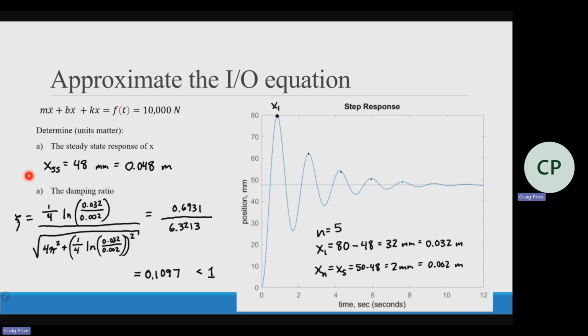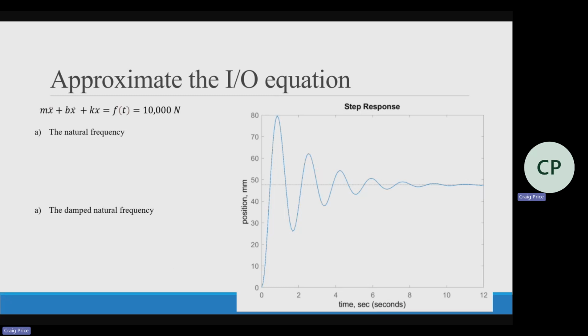That's my damping ratio. That is zeta. But there's more stuff we want to find. Questions about this equation? Okay, just make sure all those are with reference to steady state value. The next thing I want to find is the natural frequency, and the damped frequency.